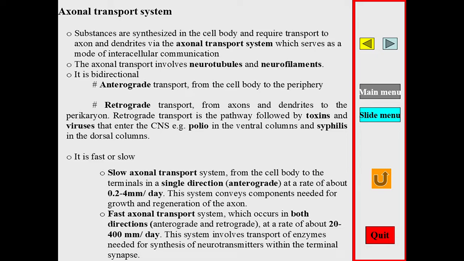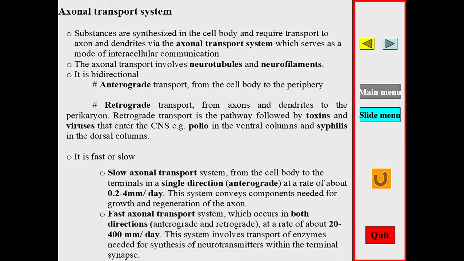Usually the polio virus, which causes poliomyelitis, is transported from the ventral horns of the spinal cord and causes paralysis. This is for the motor neurons. While within the sensory neurons we have syphilis, which is usually transmitted towards the dorsal columns of the spinal cord. Again, we have anterograde transport towards the periphery, while the retrograde is the transport from the periphery towards the soma or the perikaryon.